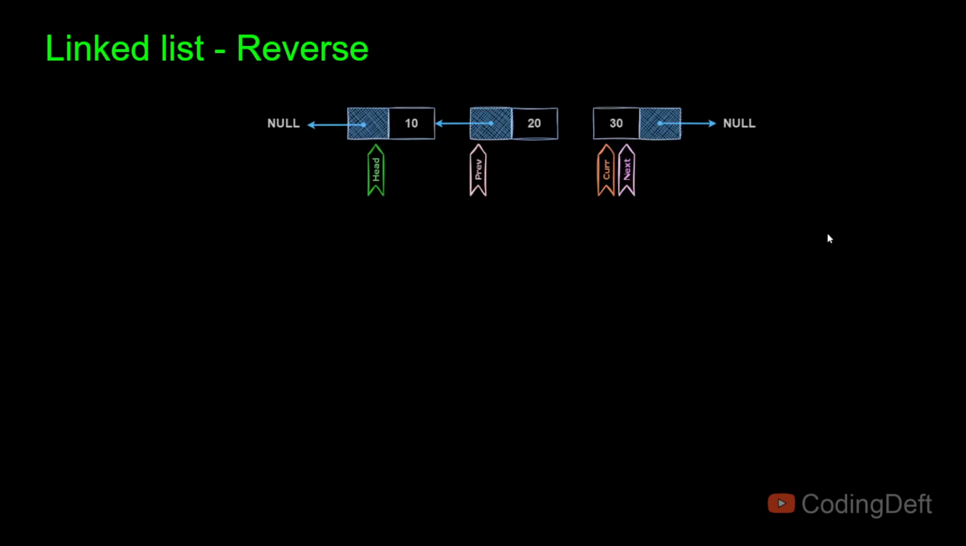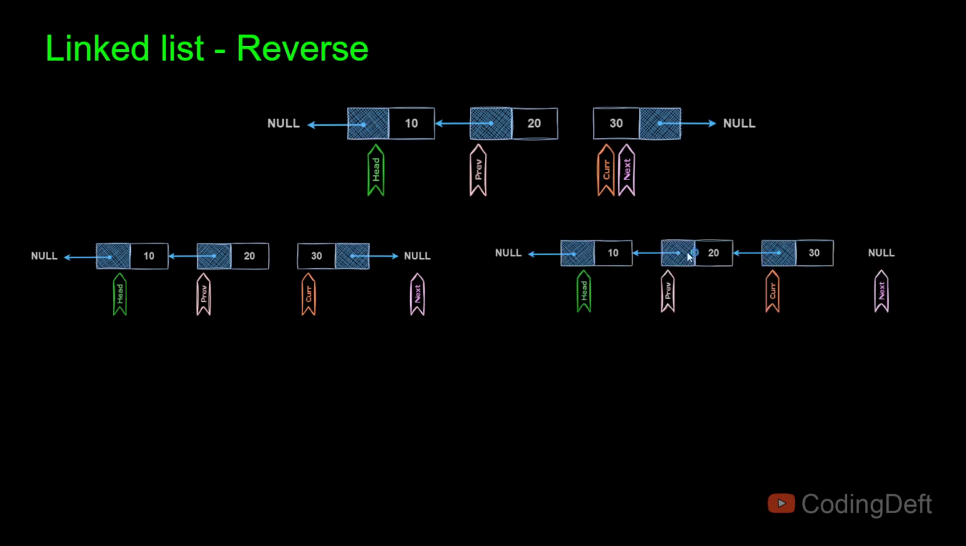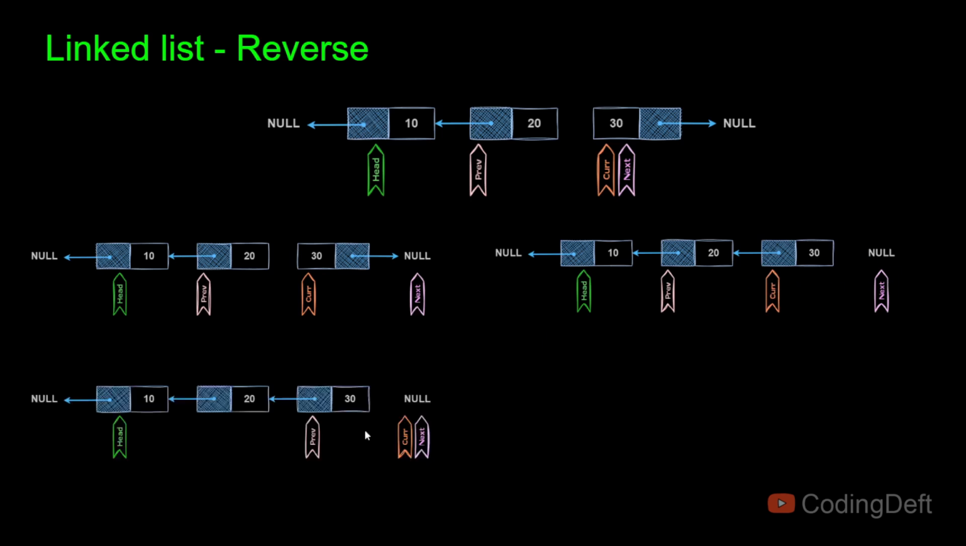This is how it looks now. The first step is to point the next to the current dot next. I've advanced the next. Now we will point this 30 to 20. So I've reversed this link. Now we need to advance previous to current and current to next. I'll do that in a single step. So now previous has moved here and current is pointing to null. Whenever current points to null, we will exit our loop. Now the linked list is reversed.